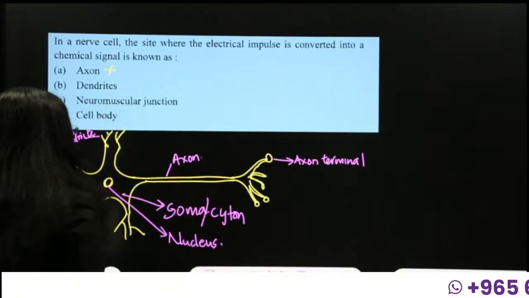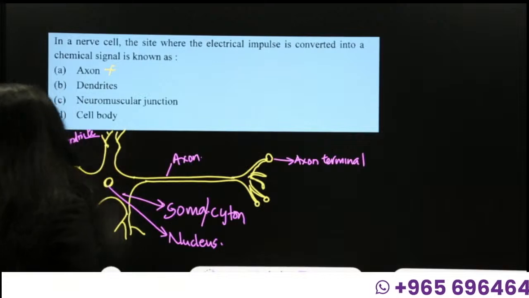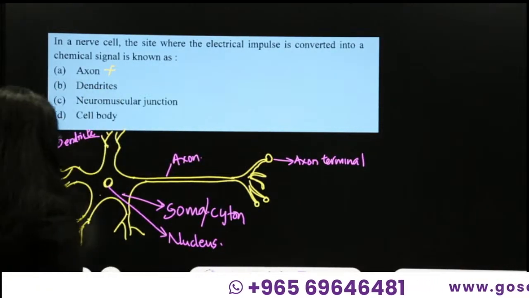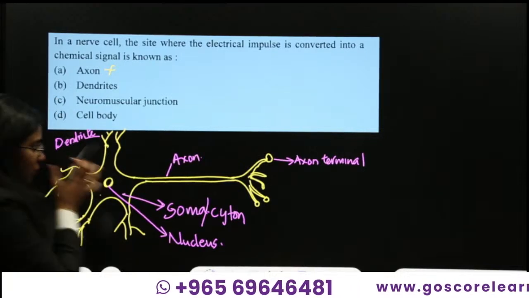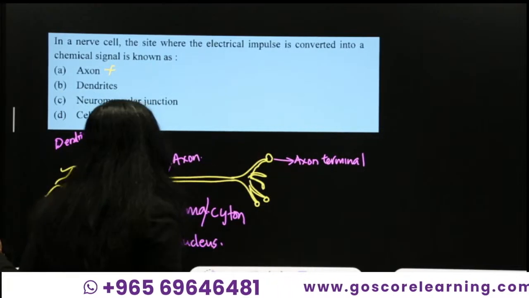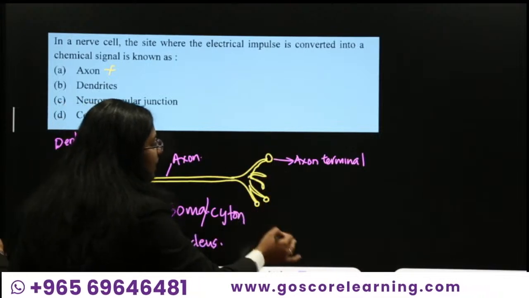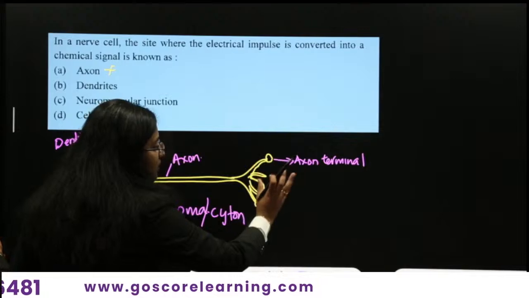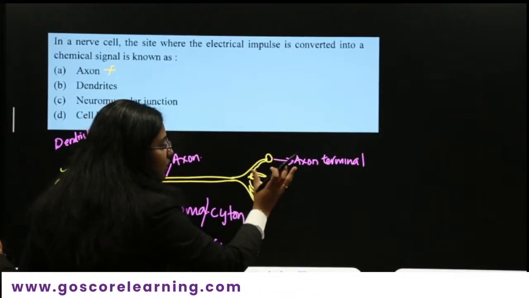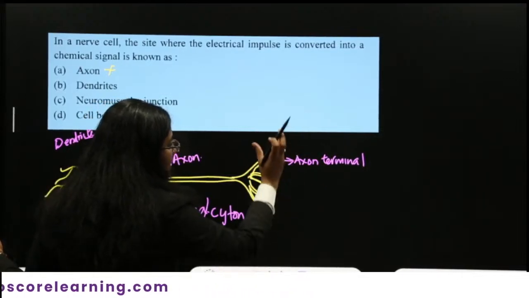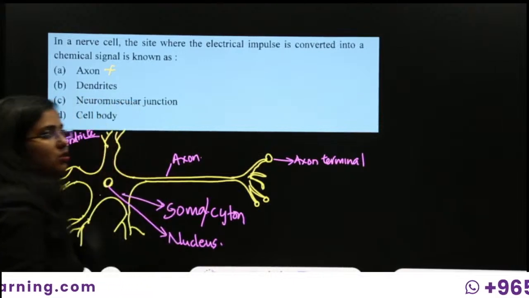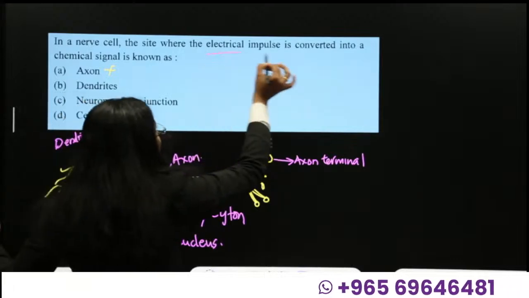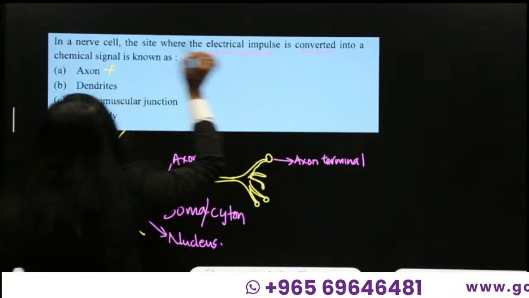So what is the question given here? It is clearly asking about the site where the electrical impulse is converted into a chemical signal. After the axon terminal we have the neuromuscular junction, or a synapse between consecutive neurons. If we consider two consecutive neurons, the space in between them is known as the synapse. That is where the electrical impulse is converted into a chemical signal.